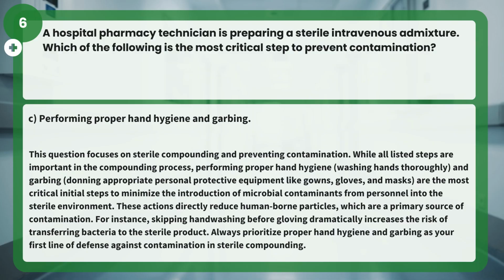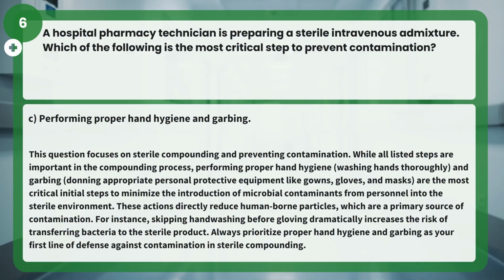Answer, C. Performing proper hand hygiene and garbing. This question focuses on sterile compounding and preventing contamination. While all listed steps are important in the compounding process, performing proper hand hygiene, washing hands thoroughly, and garbing, donning appropriate personal protective equipment like gowns, gloves, and masks, are the most critical initial steps to minimize the introduction of microbial contaminants from personnel into the sterile environment.